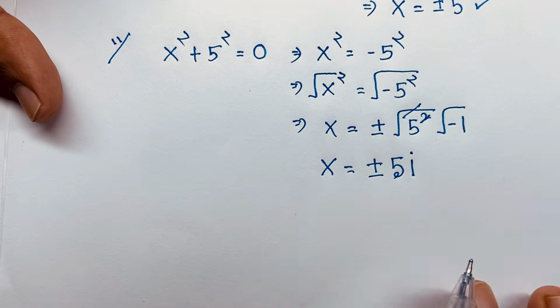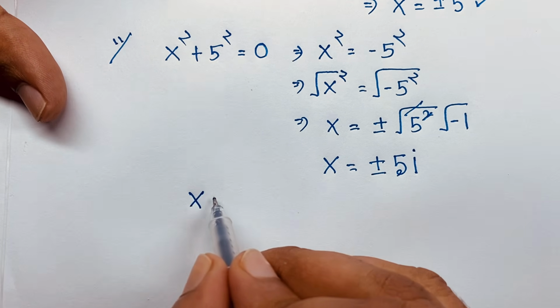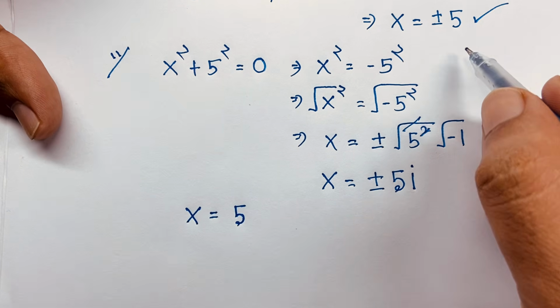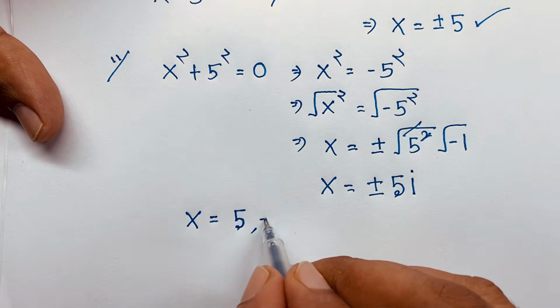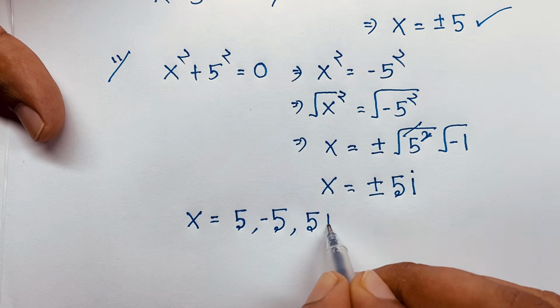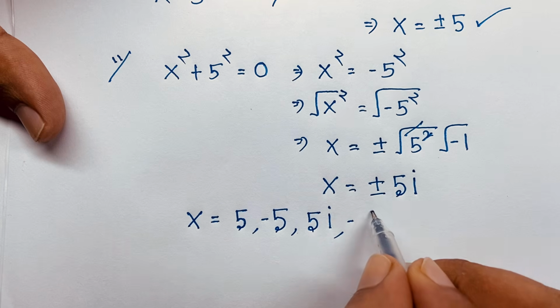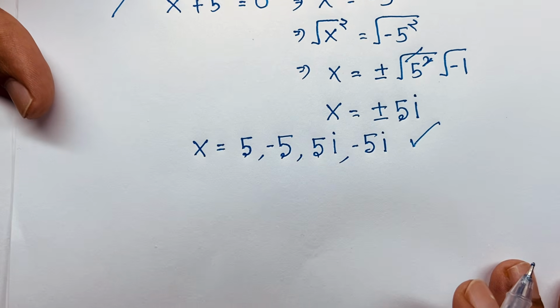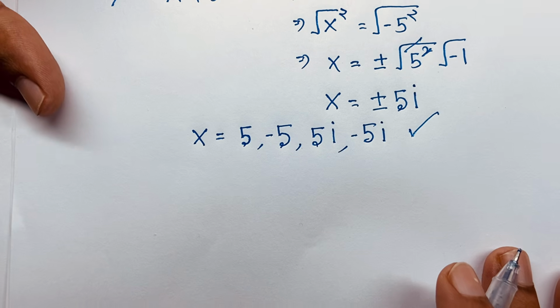So we find our final answer, which is x is equal to 5, our real solutions, x is equal to 5 and x is equal to minus 5, and x is equal to 5i and x is equal to minus 5i. This is our final solution in this tricky exponential expression.